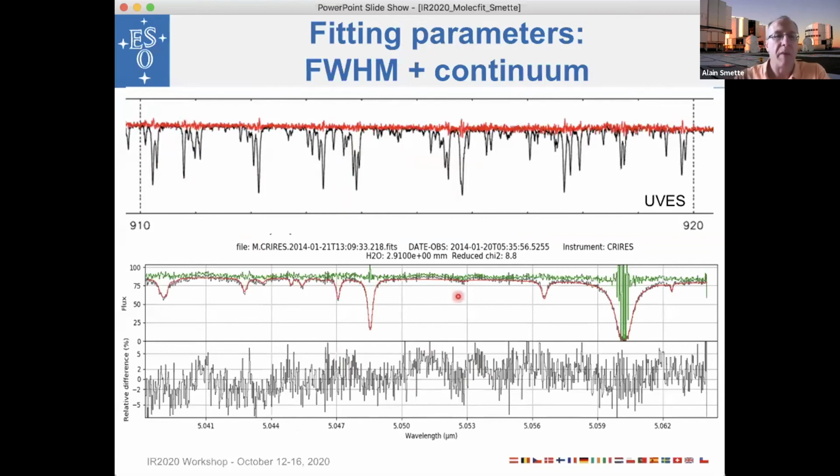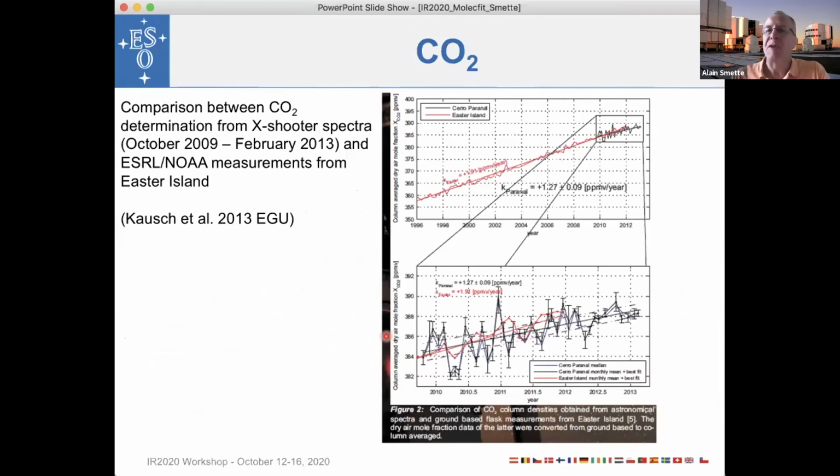If we go to 5 microns, here we have, again in black, the spectrum from a standard star. Using the radiometer, the amount of water vapor is fixed at 2.9 millimeters as provided by the radiometer. I show here in red the model, and the division is shown in green. And of course, it looks really good. We can do the same for CO2.